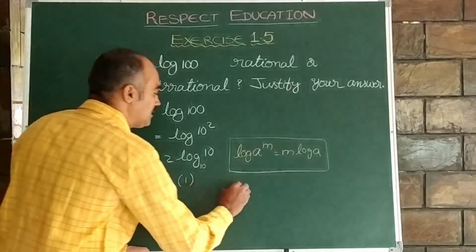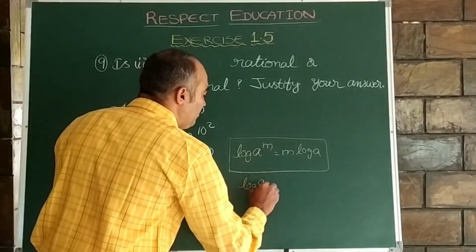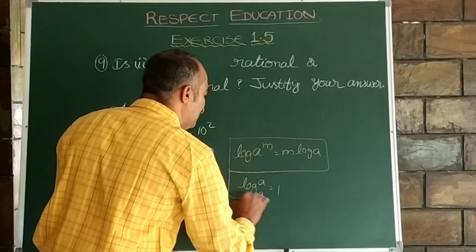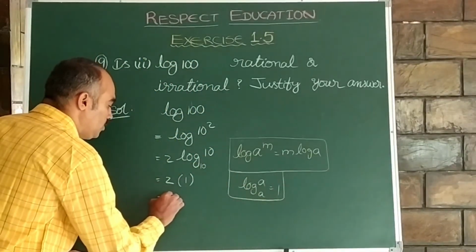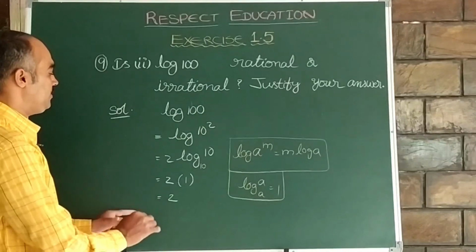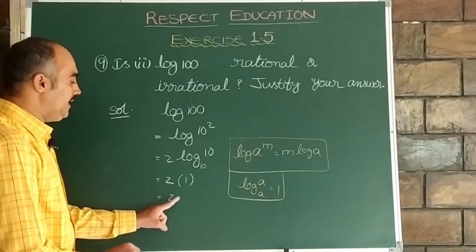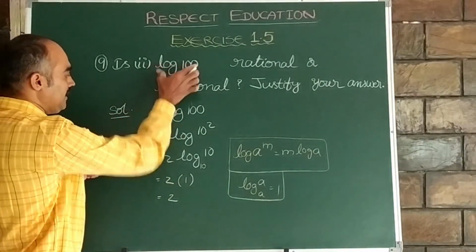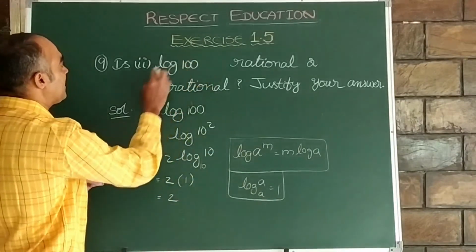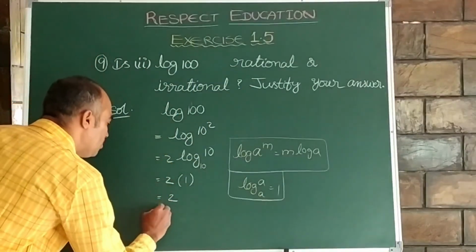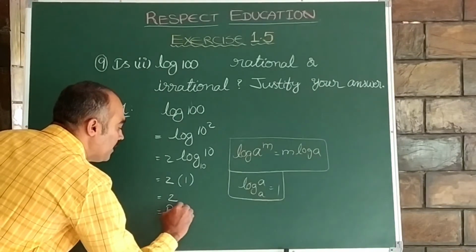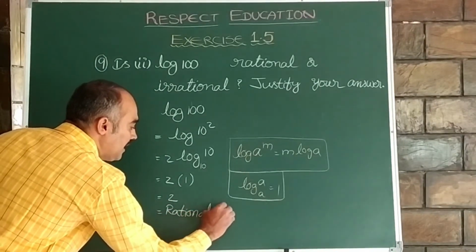which is always 1. The formula is that, children, log a base a is 1. Based on that formula, this is 1. So 2 ones are 2. So you just see, children, log 100 is 2. Let us write 2 here. Is 2 rational or irrational? Clearly 2 is a rational number.